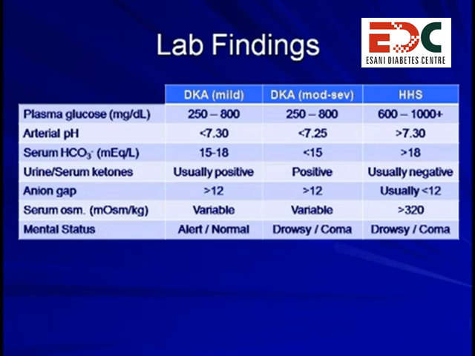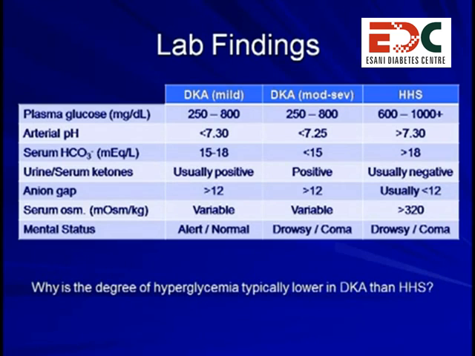An important question about these lab findings: why is the degree of hyperglycemia typically lower in DKA than HHS? After all, a blood sugar of 250 can be relatively close to typical for some poorly controlled diabetics. There are two reasons for this. First, the acidosis in DKA leads to earlier symptoms and thus an earlier presentation than HHS. Second, patients with DKA tend to be younger with more preserved GFR and ability to excrete excess serum glucose.